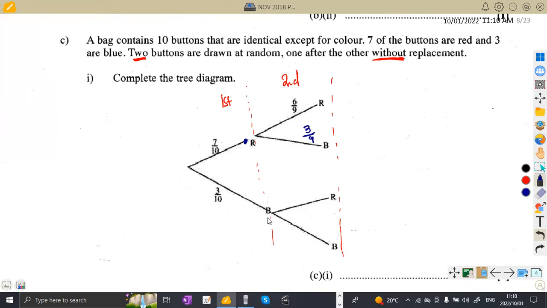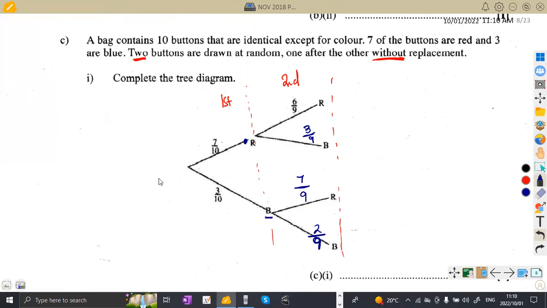On this branch, you picked a blue one, then you pick another blue. So they are going to be 2 because there were 3. Now you are left with 2 out of 9. And the red is not going to be affected. The red was 7, so it's going to remain like that, but we only affected the total. So it's going to be 7 over 9. There is no replacement. So take note about this part.